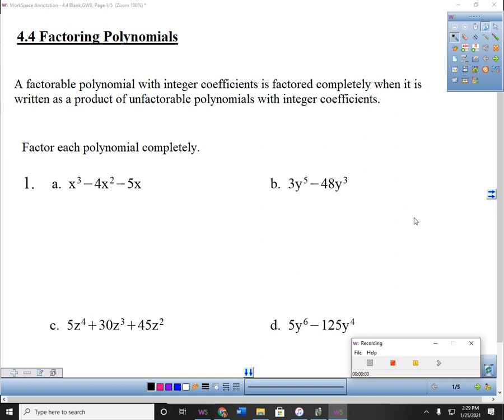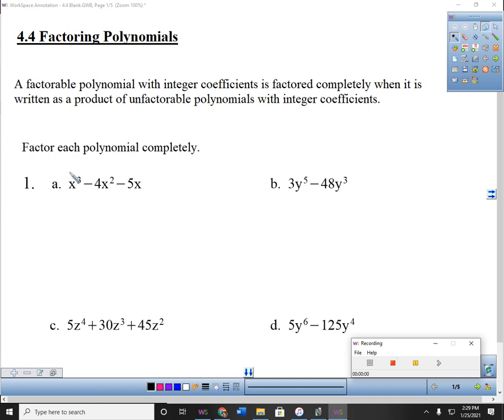All right, so we're going to start factoring some things that are not just trinomials or not just perfect squares with a minus. But just so we know, a factorable polynomial with integer coefficients is factored completely when it is written as a product of things that you can't factor, okay, with integer coefficients. Meaning we don't want any fractions, right?